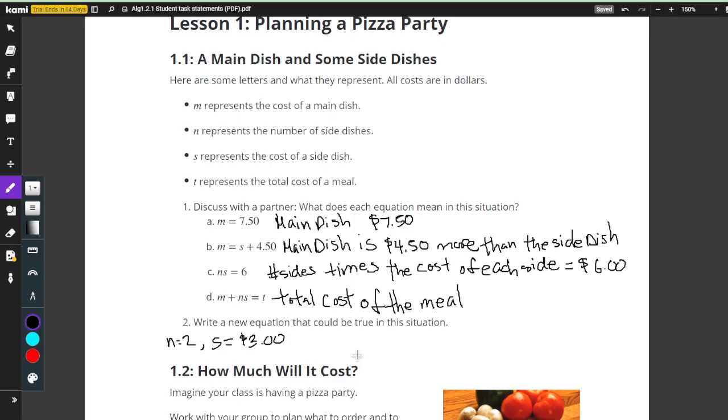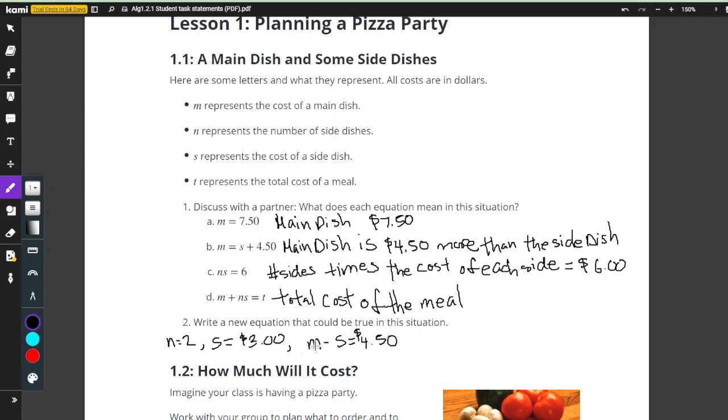Another one we can do is basically we can say that the cost of the main dish minus the cost of the side dish is $4.50. So we can say that M minus S is equal to $4.50.